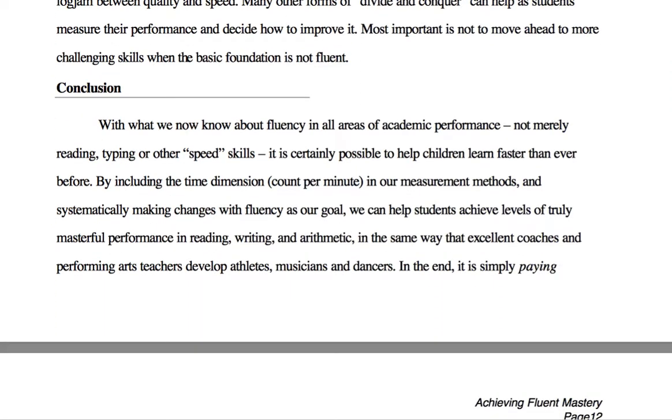What's the conclusion? With what we now know about fluency in all areas of academic performance, not merely reading, typing, or other speed skills, it is certainly possible to help children learn faster than ever before by including the time dimension, that is count per minute, in our measurement methods and systematically making changes with fluency as our goal. We can help students achieve levels of truly masterful performance in reading, writing, and arithmetic. In the same way that excellent coaches and performing arts teachers develop athletes, musicians, and dancers.